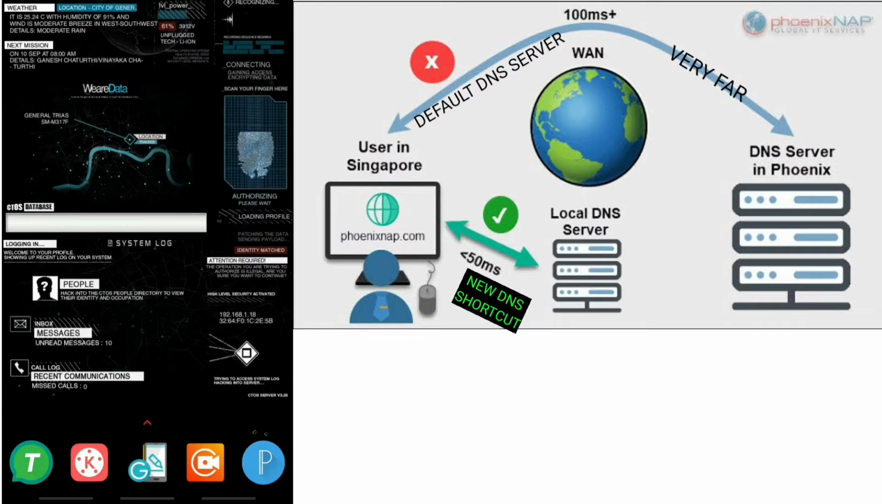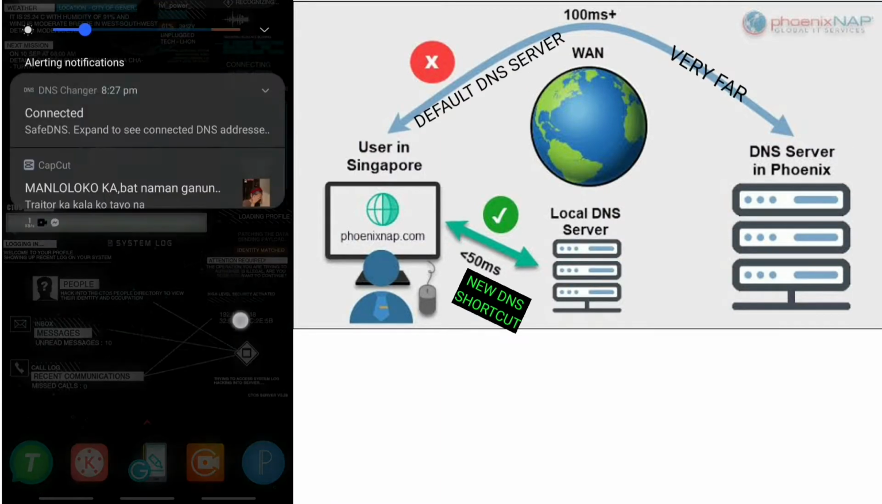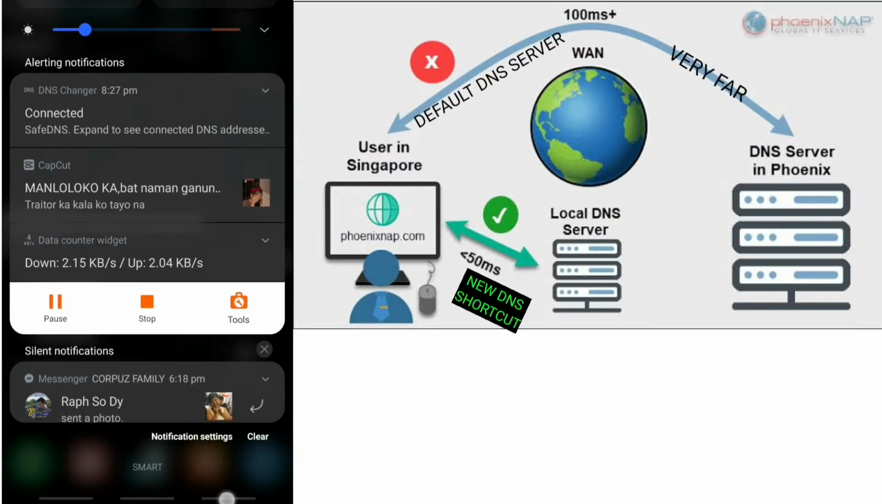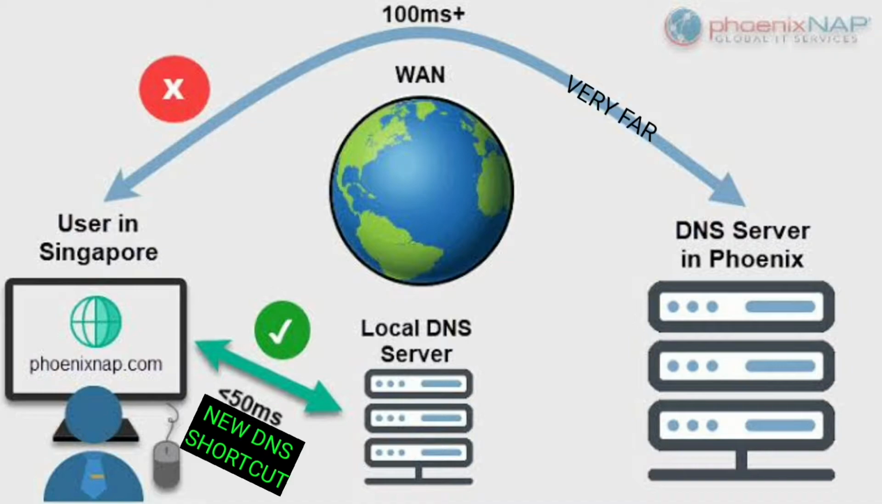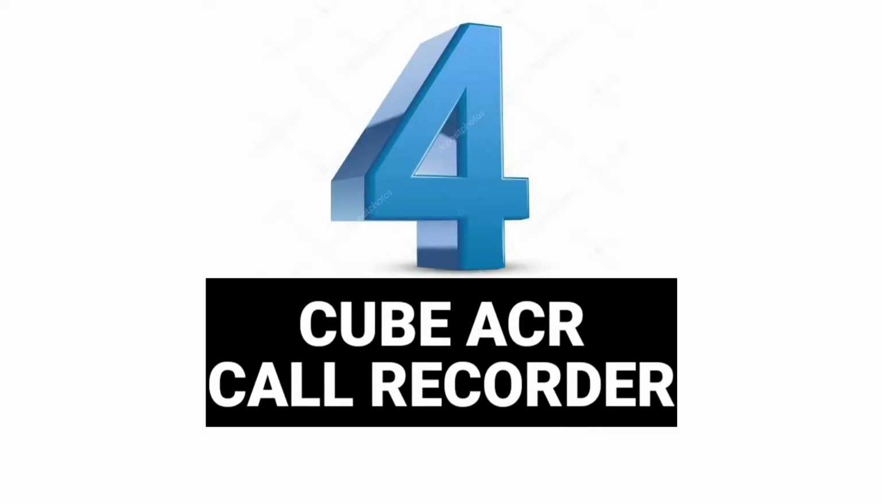By optimizing your device DNS, you can find the fastest routes for your data packets to take when traveling the internet. Result: a noticeable improvement in web browsing time. With DNS Changer, you can find the fastest DNS server and connect to it with just one touch. Now let's move on to number 4.